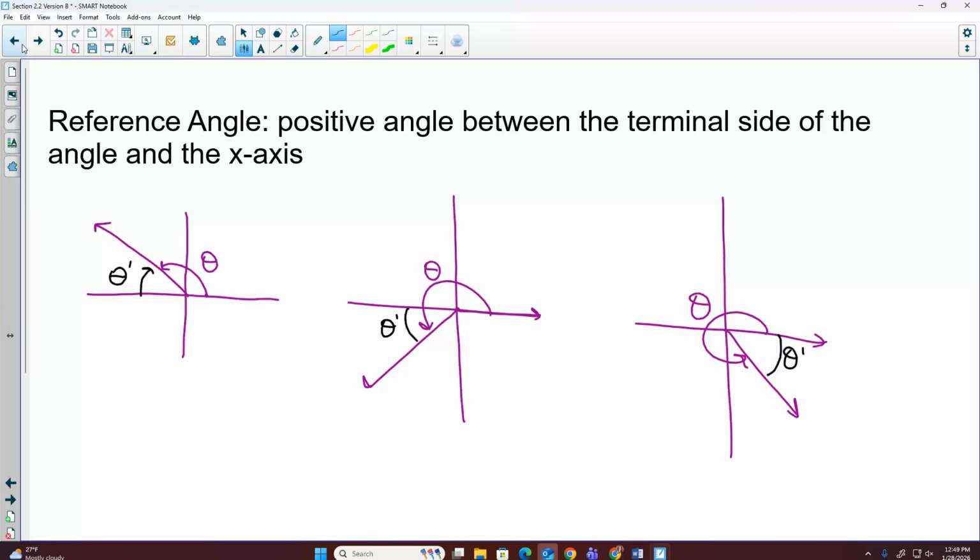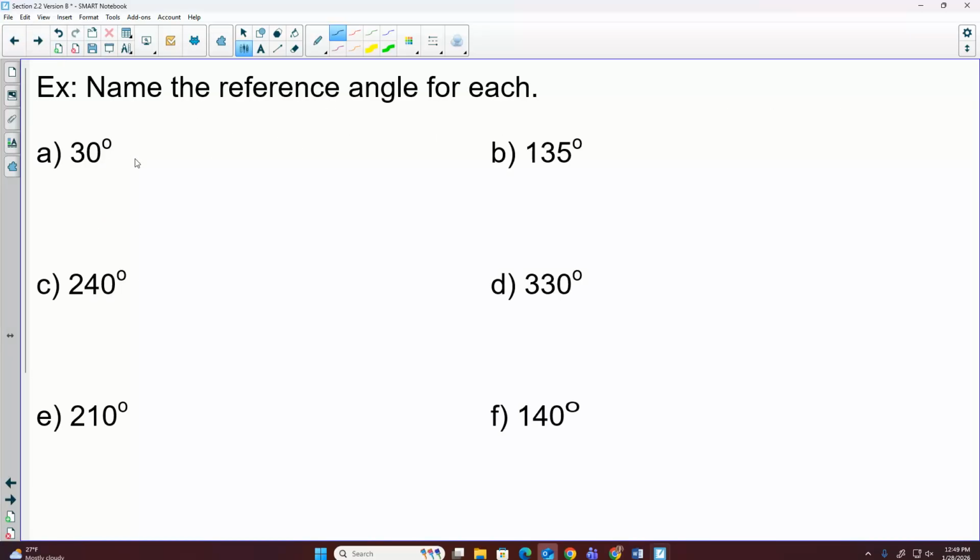So, the first thing I want to do is just practice finding the reference angle. If I said 30 degrees, 30 degrees is already in the first quadrant, right? So if I just said how far is it from the x-axis, my answer is just 30 degrees. If it's already between 0 and 90, that is your reference angle.